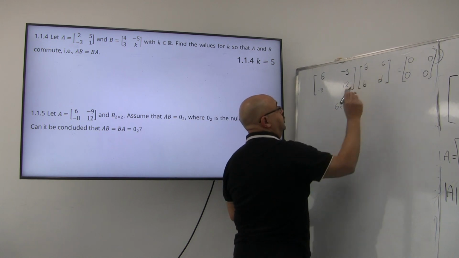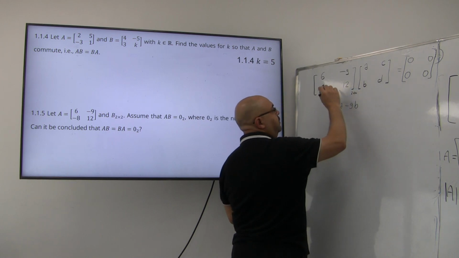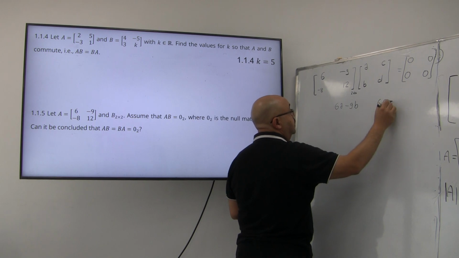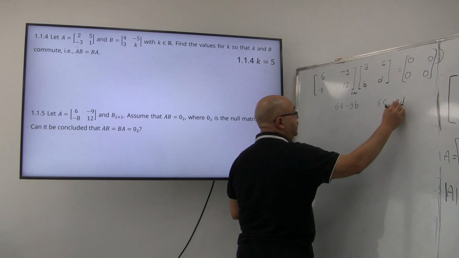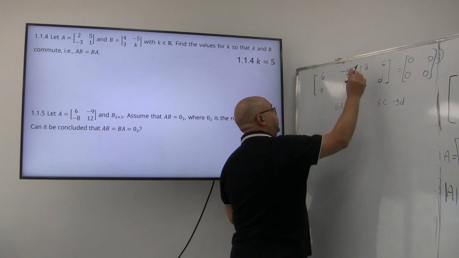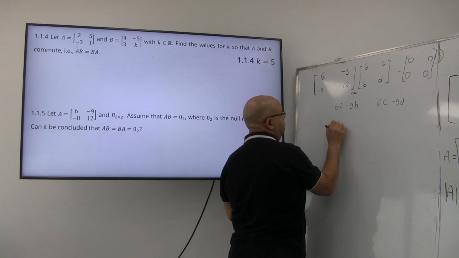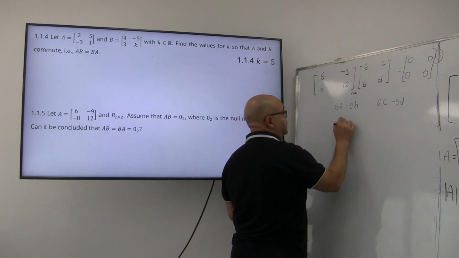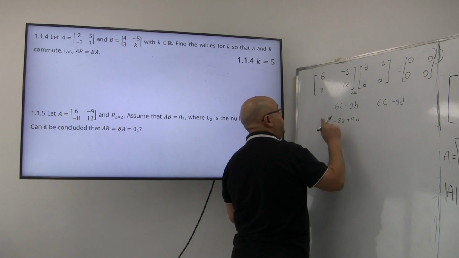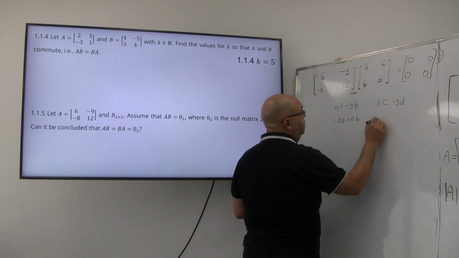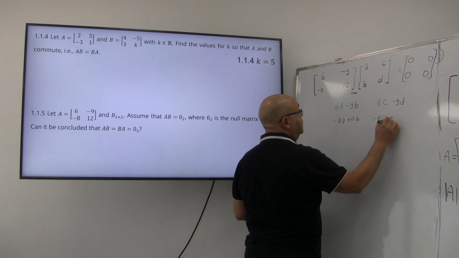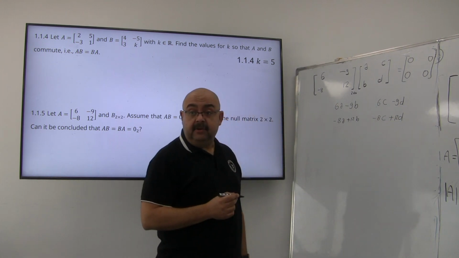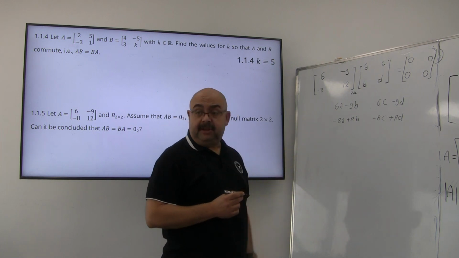Let's finish the multiplication first. 6 times C, 6C, minus 9D. For the second row, negative 8 times A plus 12B. Similarly, negative 8 times C, then plus 12D. These are the values after the multiplication.